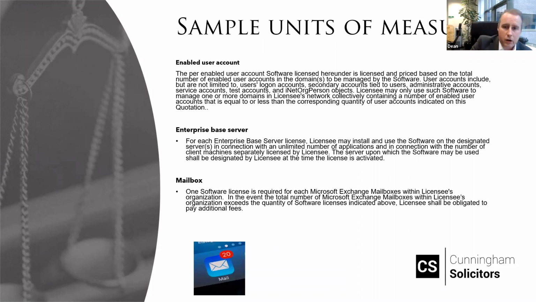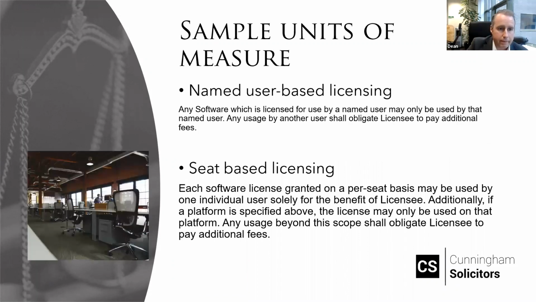So here are a couple of common units of measure, just to give you some context. I'm not going to read them out, but you can see them there for yourself. It's enabled user, enterprise-based, server, and a mailbox. And another couple more there: named user based licensing, and what we just discussed, the seat-based licensing.